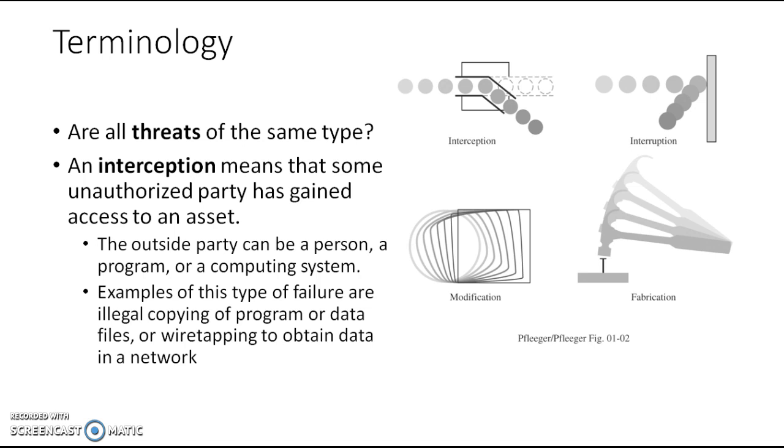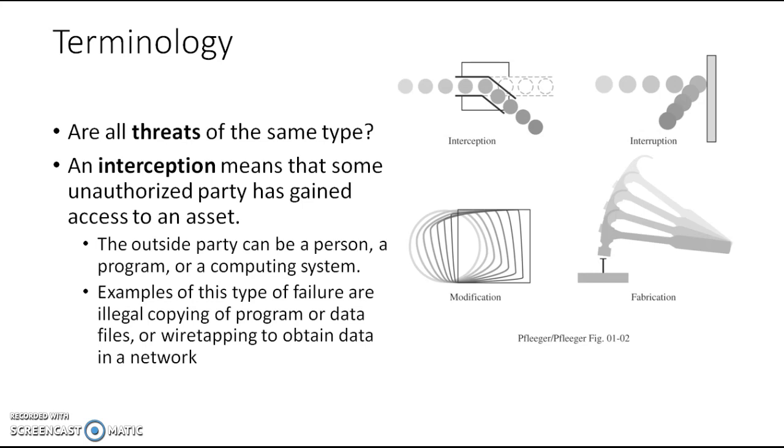These four are important terminology which we need to discuss. There are four basic things about threats. The first one is interception, the second is interruption, the third is modification, and the fourth is fabrication. What is interception? It means an unauthorized party has gained access to an asset, that is, how an unauthorized person can enter into your asset. That is called interception. You intercept the calls, or you intercept the data.